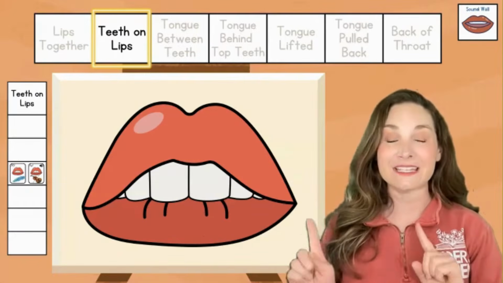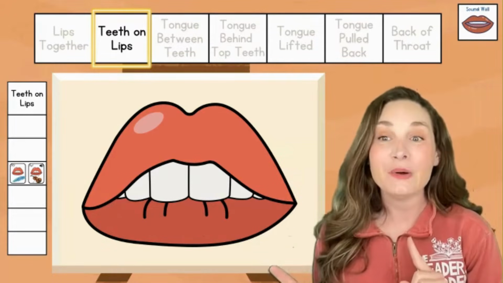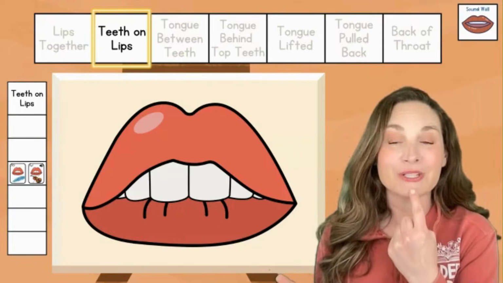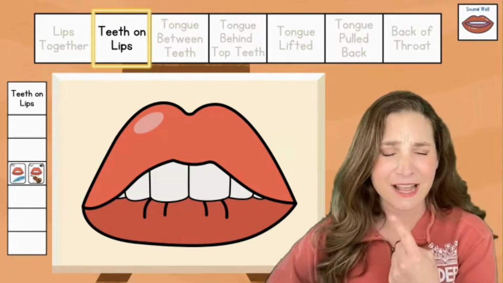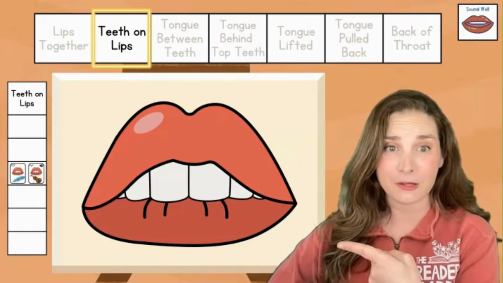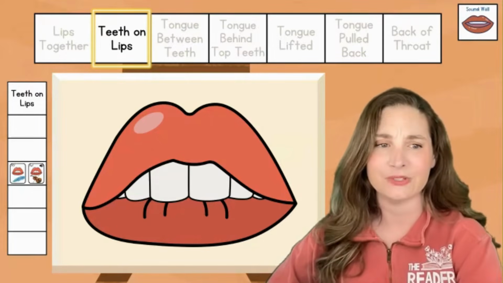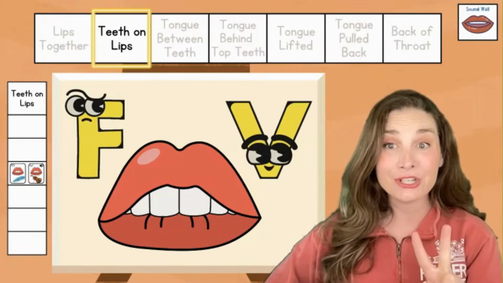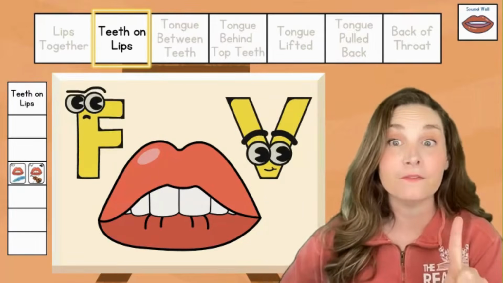The next sound is teeth on lips. See how with this, our bottom lip is touching our top teeth. Can you think of any sounds that use this sort of silly mouth shape? What sounds use this? Well, there's two, the f and the v sound.